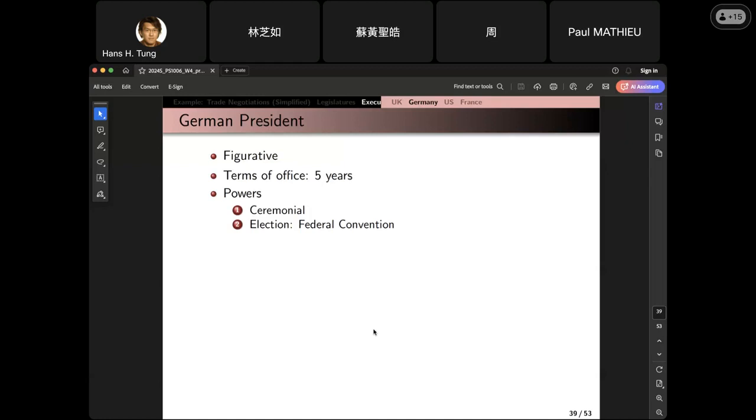But the most important one actually is the joint resolutions, more important than simple and concurrent ones. For joint resolutions, they have to be passed at both, but at this point, presidential signature is needed, and therefore this kind of resolution has legal power. And also beyond other normal kinds of resolutions, when it comes to constitutional amendments, you need a 2/3 majority in both. But this time, you don't need presidential signature. So that's the constitutional amendments.